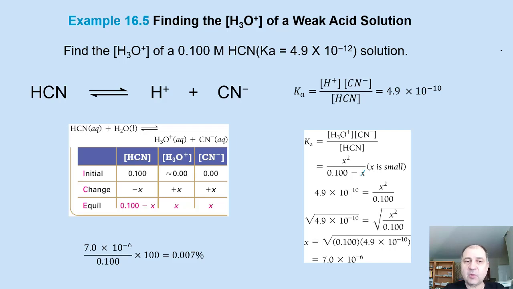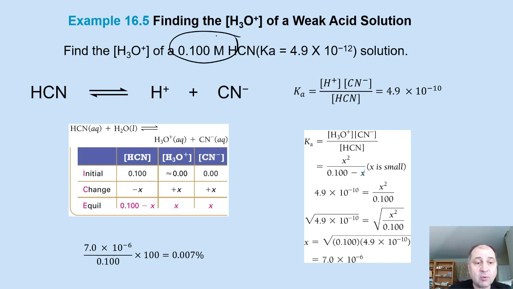This is the last problem we worked. We were given a concentration of a weak acid, 0.100 molar of hydrocyanic acid. You're given the Ka. If I don't give you the Ka, I will provide you with the table so you can look up what the Ka is. And you are asked to find the hydronium ion concentration.